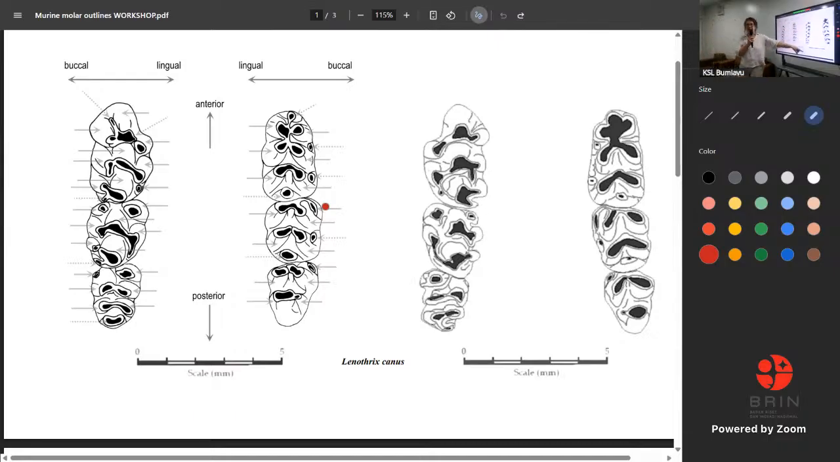This set here is the same species, but it's reversed. It's the other side. So for this one, this is the buckle. So I've got to get it in my head. That's the buckle, that's the shoe. This would be dextrum and this would be sinistrum.